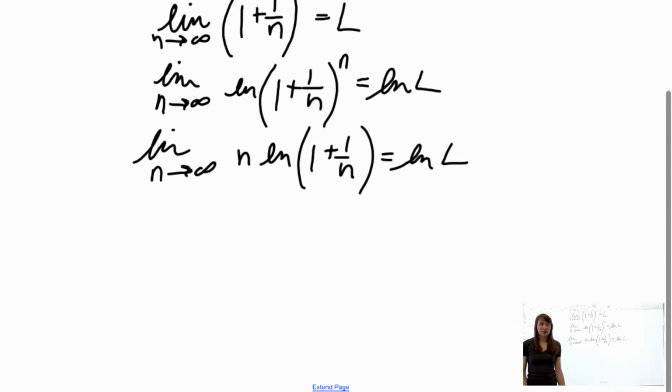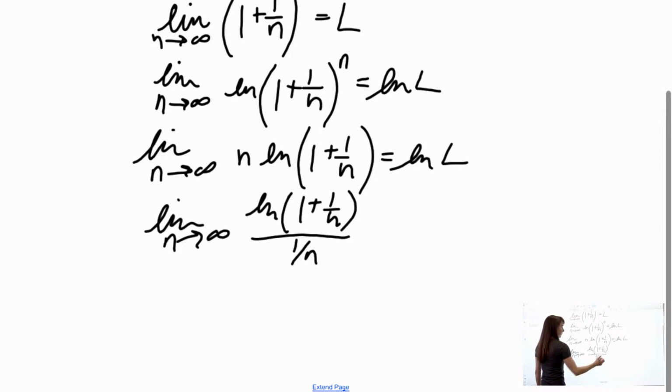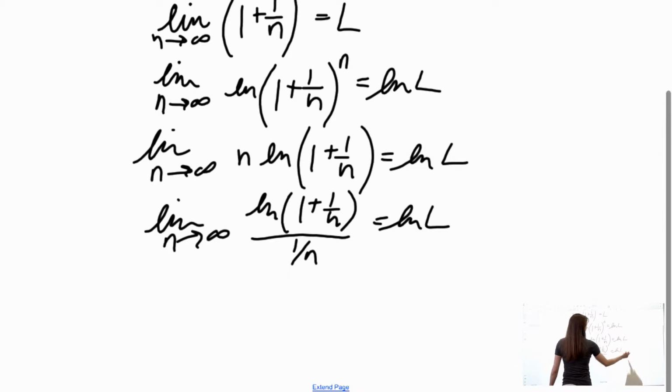Now we're going to just write things that are equivalent, but in different ways so that we can change it around. So we're going to take this n and put it on the bottom of a fraction. So we're going to have the natural log of 1 plus 1 over n, over 1 over n. So we still can't really do anything, so we're going to use L'Hopital's rule, which means we take the derivative of the top and the derivative of the bottom.